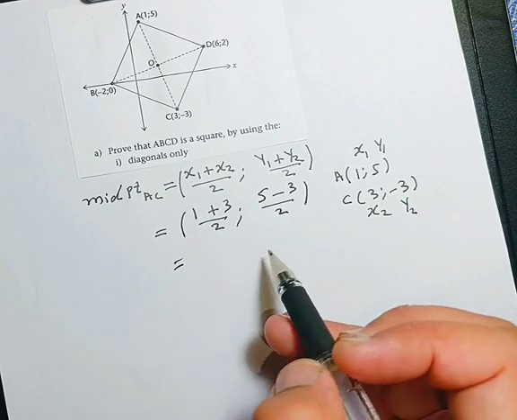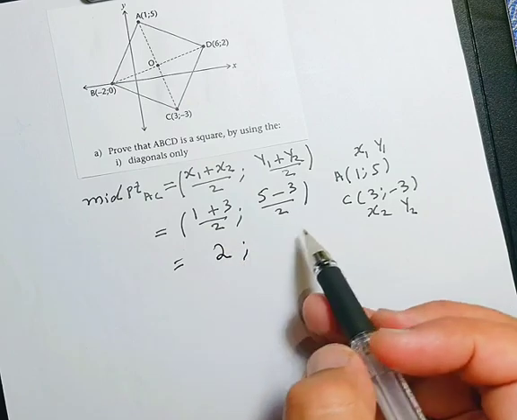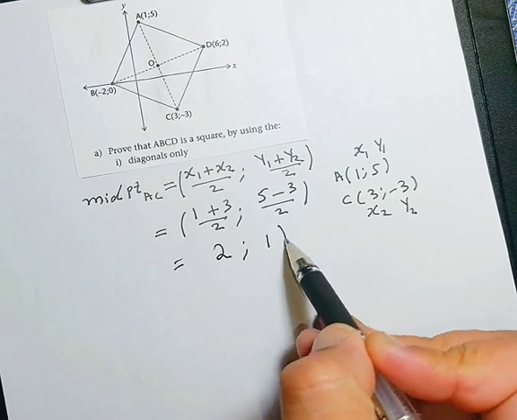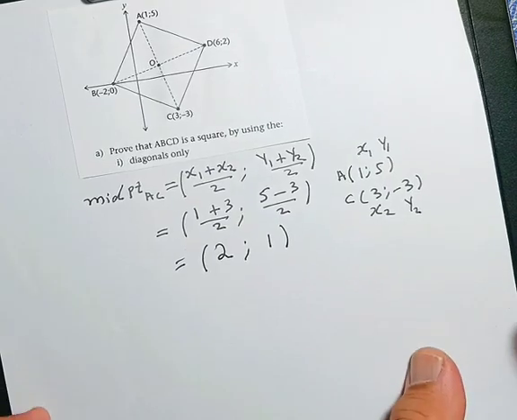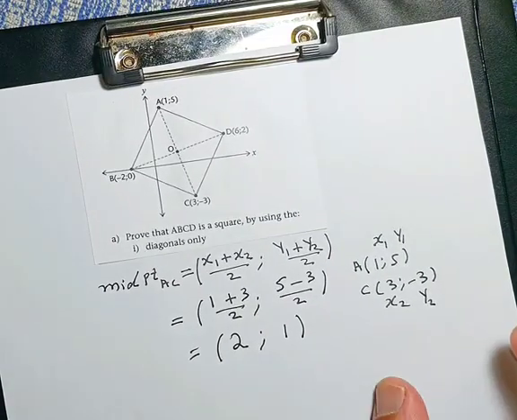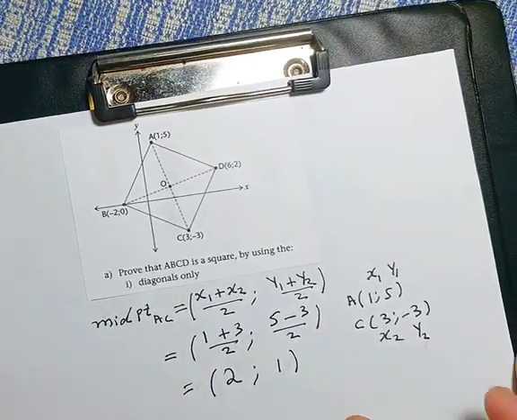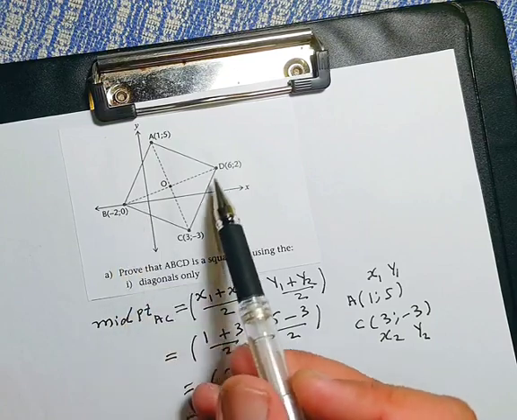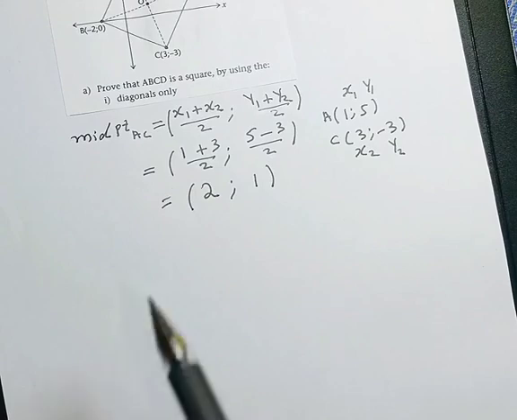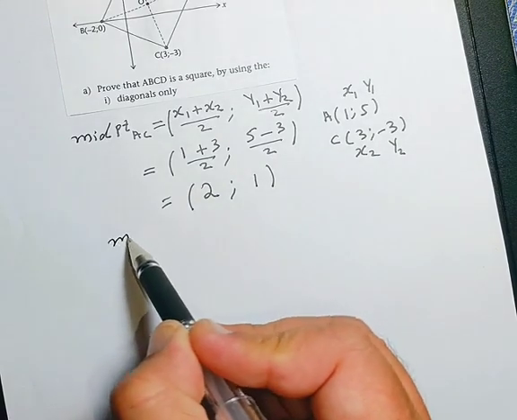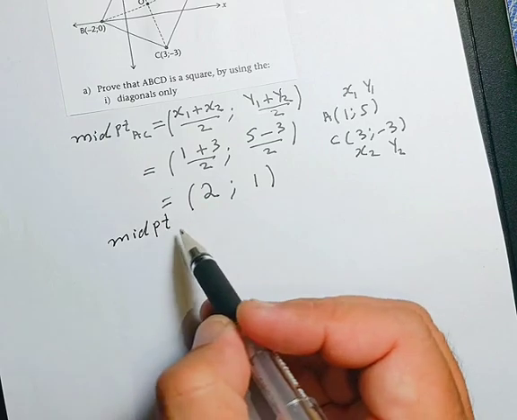So this is going to be 2, and this side becomes 1. 2 and 1, this is the midpoint of AC. Now I need to take the midpoint of BD. Let's do that. So midpoint of BD.